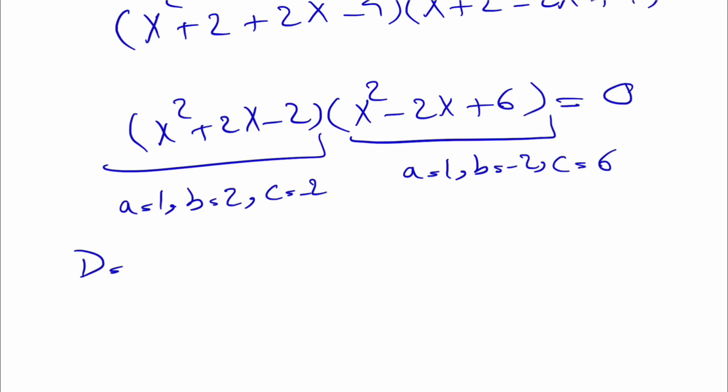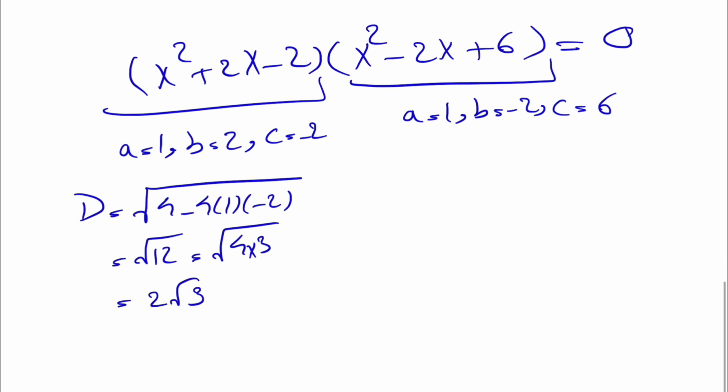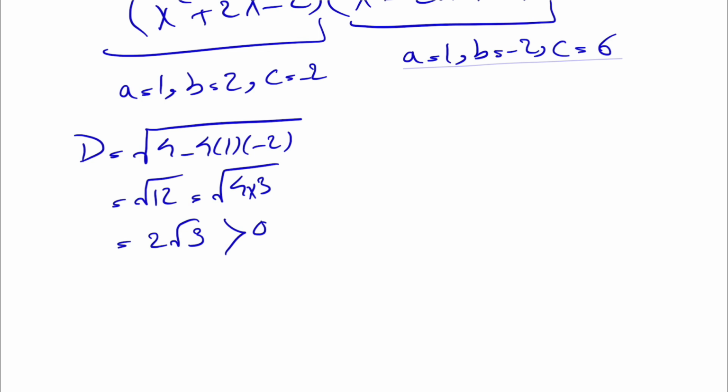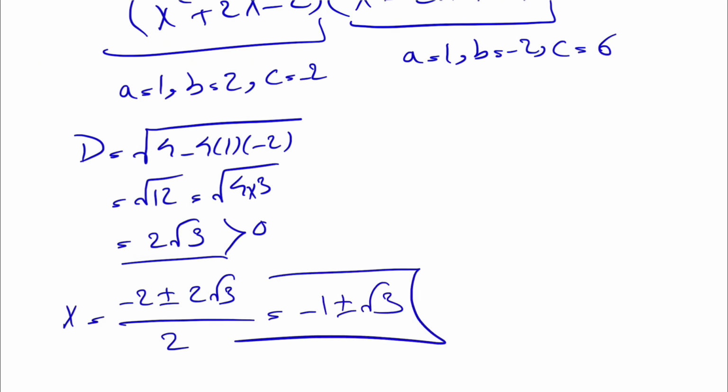So the discriminant here will be b squared, which is 4, minus 4 times a times c. This will be 12, which will be 4 times 3, so 2 square root of 3. Discriminant is greater than 0, so we have answers in here. Our x will be minus b, which is minus 2, plus or minus the square root of the discriminant which we found, 2 square root of 3, divided by 2. This will be minus 1 plus or minus square root of 3. We have two answers in here.